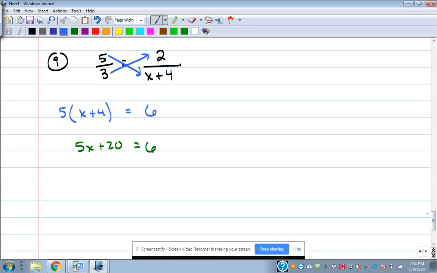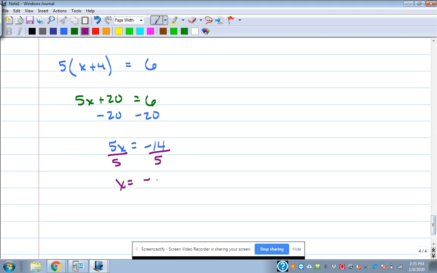Now what? Subtract 20, negative 14, and then last step's divide by 5. Yeah, it doesn't change because that doesn't simplify or go evenly. So we're just going to leave it as that nice, beautiful fraction there.